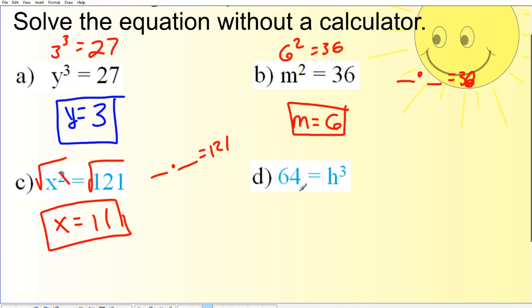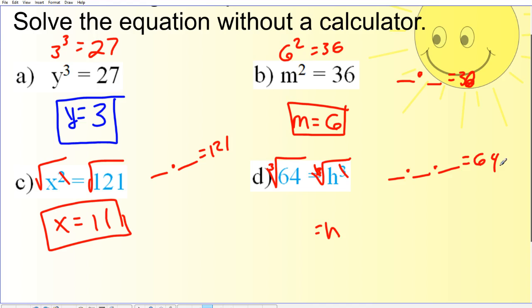Letter D may have looked a little bit different because the variable was on the other side of the equal sign, but we still do the same thing. Because h is cubed, we are going to cube root both sides. The cube and the cube root cancel out, so we get just h equals. And over here, we're trying to find the cube root of 64. So what number times by itself 3 times is 64?